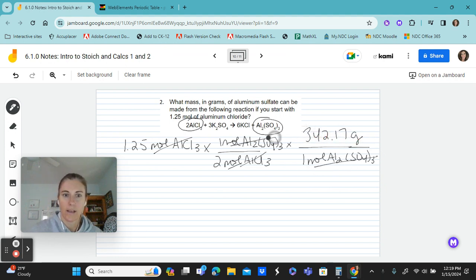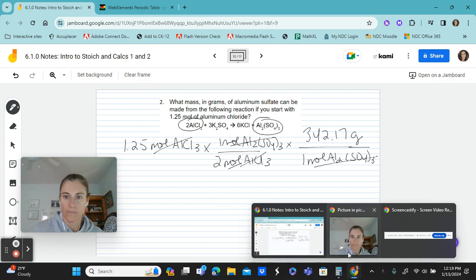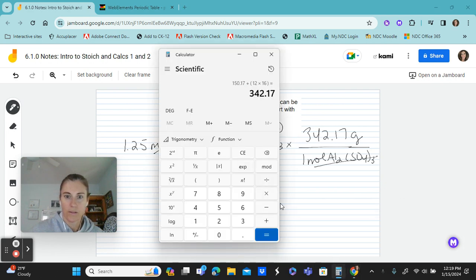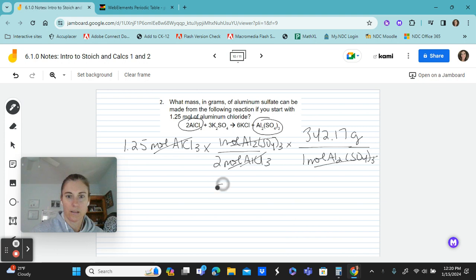Okay, that's going to cancel out. Now we're going to take 1.25 times 342.17 and divide by 2. So we already have that in our calculator, times 1.25 divided by 2. So 214, okay, would be my answer. And that's how much aluminum sulfate we should create in theory.